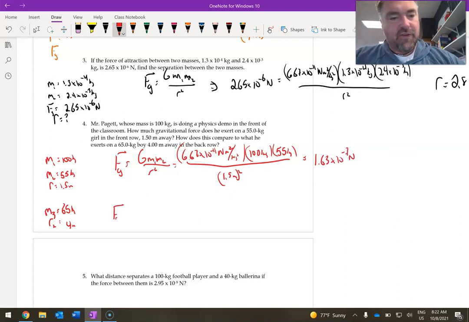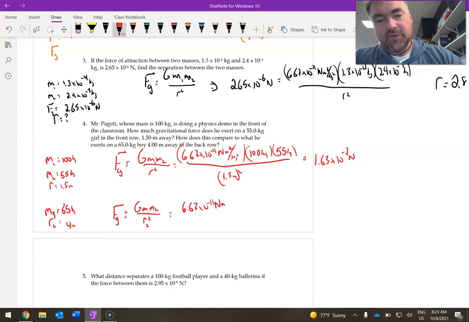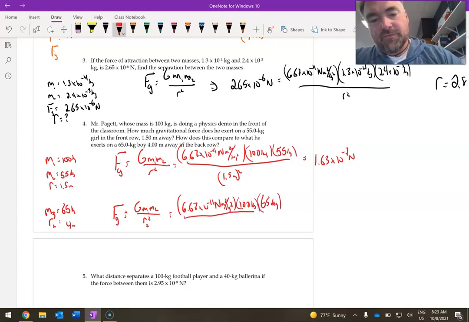Now my force of gravity for the second situation is big G, M1, M2, over R2 squared. So again, the 6.67 times 10 to the negative 11th newton meters squared over kilograms squared, times 100 kilograms, because my mass doesn't change, times the 65 kilograms. So we've got an increased mass, so you would expect it to be a bigger force, but we've got a further distance away. It's 4 meters. Don't forget to square it.